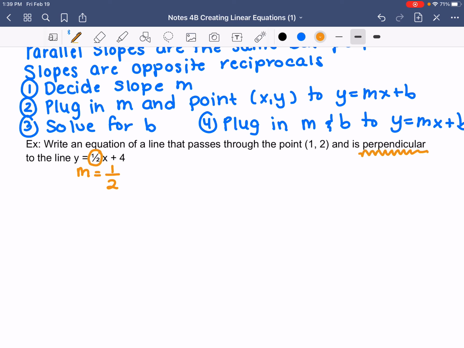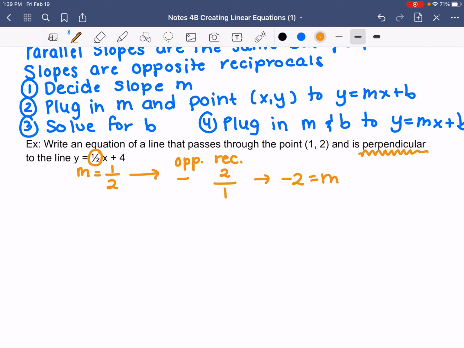So perpendicular means we're going to have to use the opposite. So when we do the opposite of 1/2, that's positive, so the opposite would be negative. And then the reciprocal means that we're going to flip. So when you take 1/2, it becomes 2/1. So our slope is just -2.